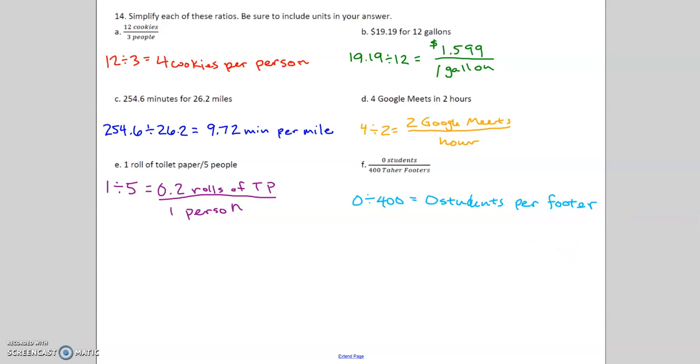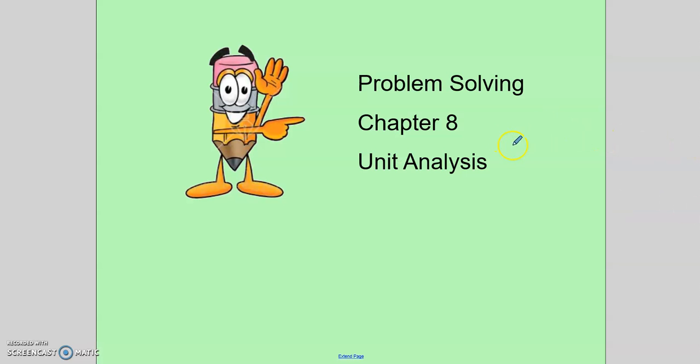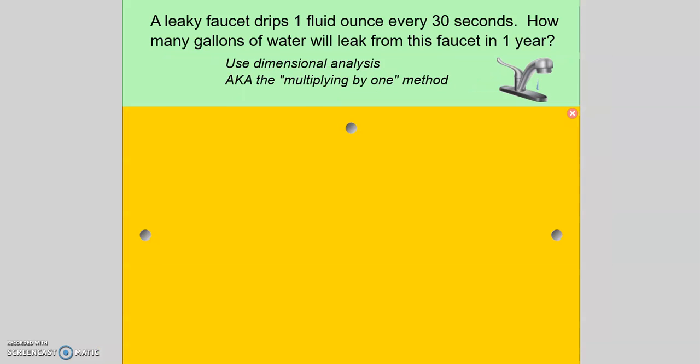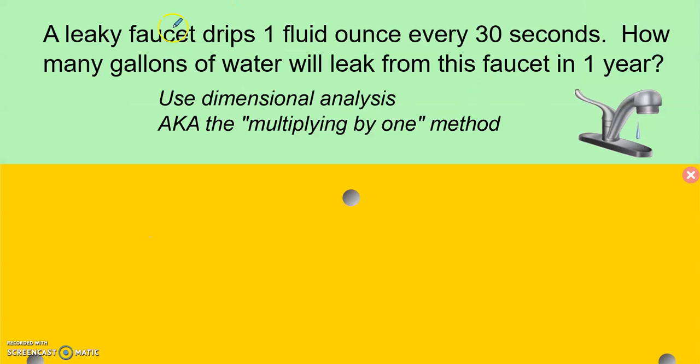All right, so next let's take a look at today's lesson. We're continuing chapter 8. In your reading, we talked about ratios, and in yesterday's work, we looked at ratios. Today, we're going to look at these other two parts of unit analysis. So we're going to start with some unit conversions. Let's take a look at what that looks like.